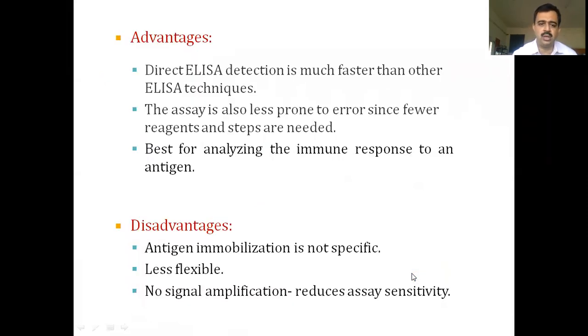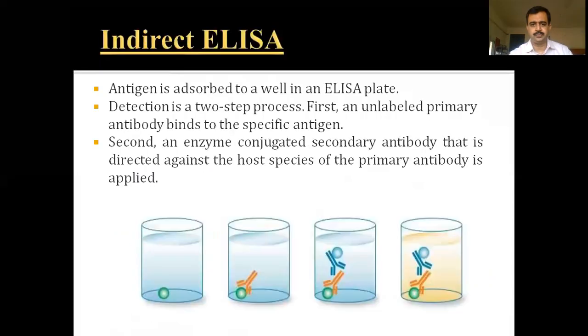So advantages, what are the advantages? Direct ELISA detection is much faster than other ELISA techniques. The assay is also less prone to errors since fewer reagents and steps. Now, of course, very few reagents have been needed. Best for analyzing the immune response to an antigen. Disadvantages: antigen immobilization is not specific, so that is one of the disadvantages. Less flexible and no signal amplification, which is helpful for reducing the sensitivity of this particular kind of method.